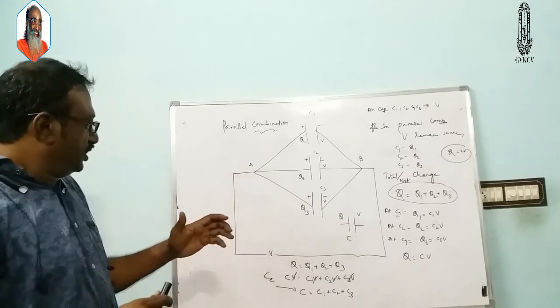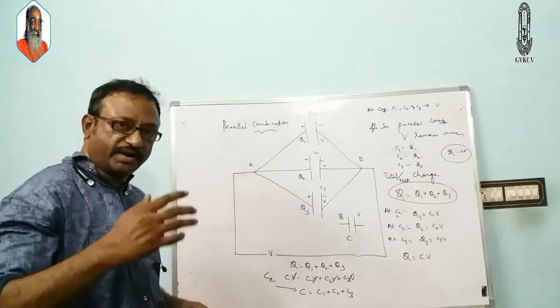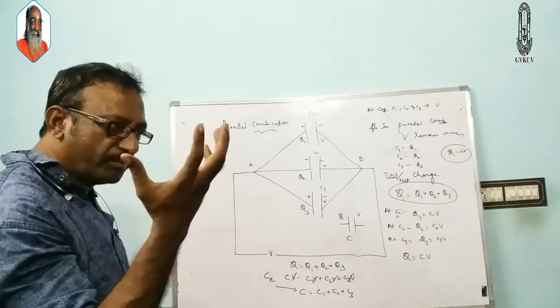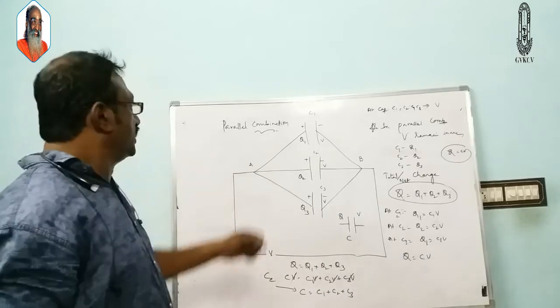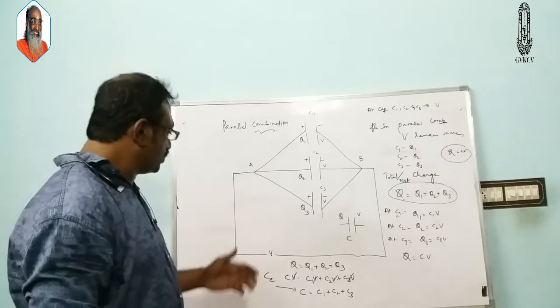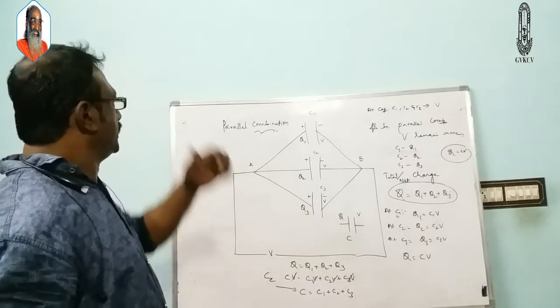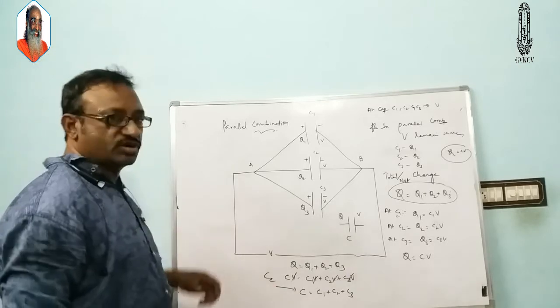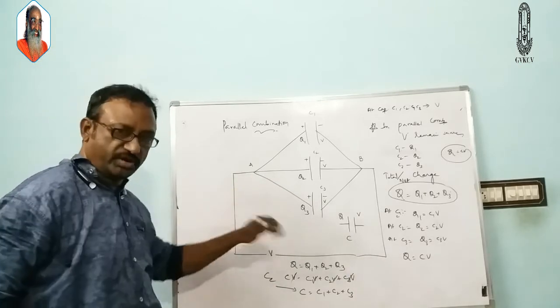So from this we are going to extract one important point here. If you want to increase the capacitance by grouping, what method do we follow? We follow the parallel combination. By this grouping, we are going to increase the effective capacitance. Okay, so this is regarding the series combination and parallel combination. Take a screenshot and we'll come to the numericals.